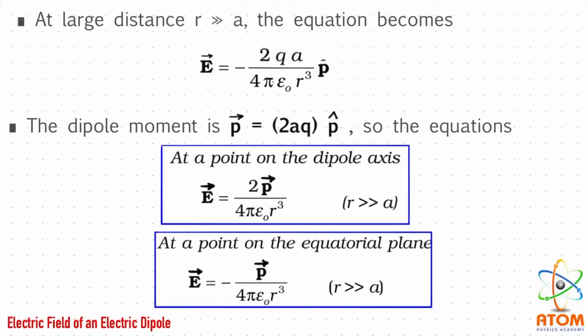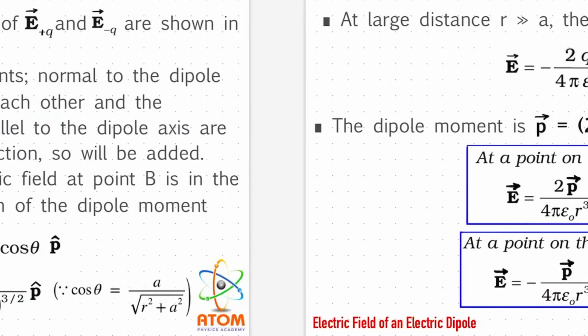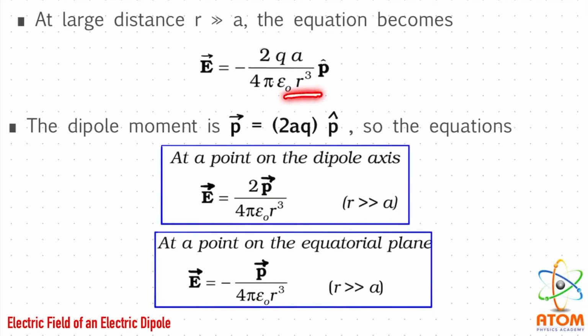At a large distance, that is r is very much greater than a, the same equation can now be written as E is equal to minus 2qa upon 4 pi epsilon 0 r cube p cap. Here we are getting r cube because r is very much greater than a. So in the previous equation, in this term we can replace r square plus a square by just r square. So this is r square raised to 3 by 2, that becomes r cube. So we are having r cube here.